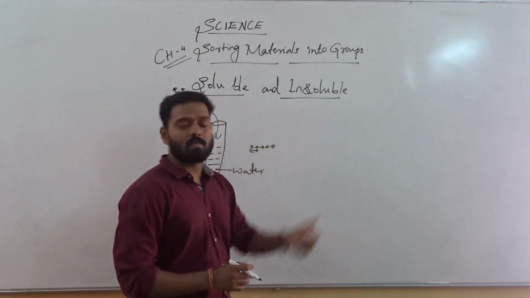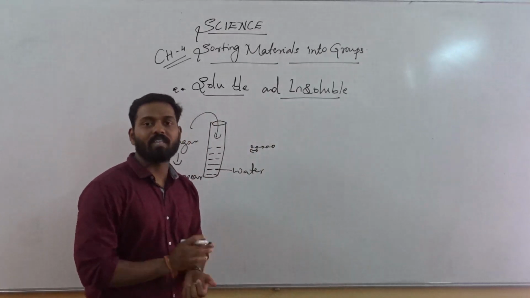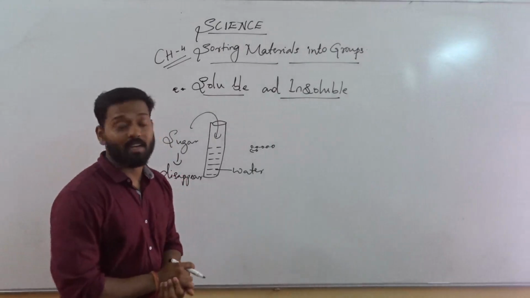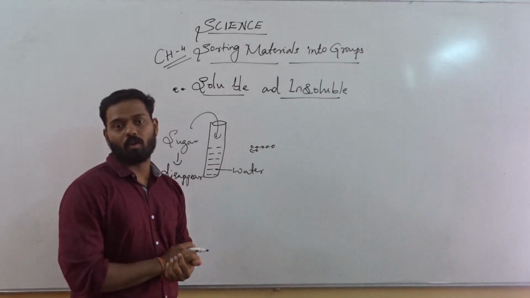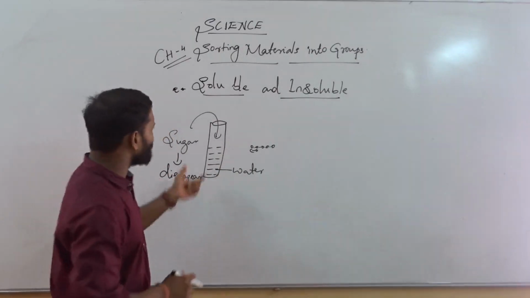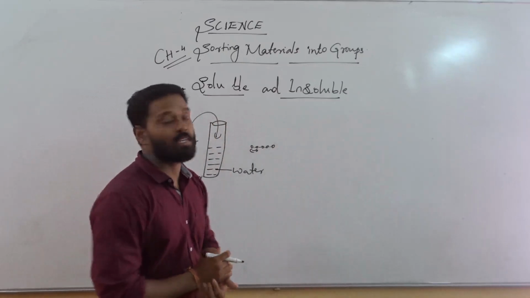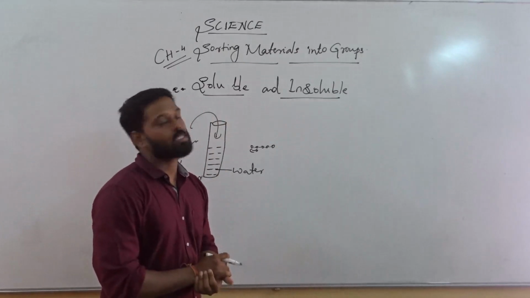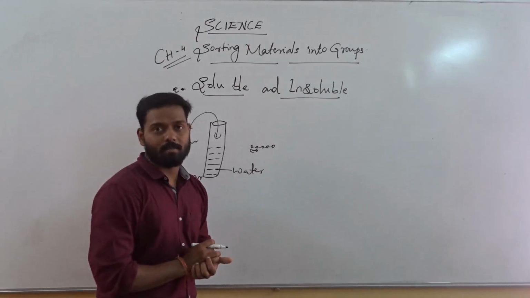And insoluble substance means what? If any substance or material is not soluble, okay, such kind of substance or material we can call an insoluble substance or material. What can we call it? Insoluble substance and material. So now we can take some examples. Which examples will come under soluble substances? Which materials or objects will come under insoluble substances?